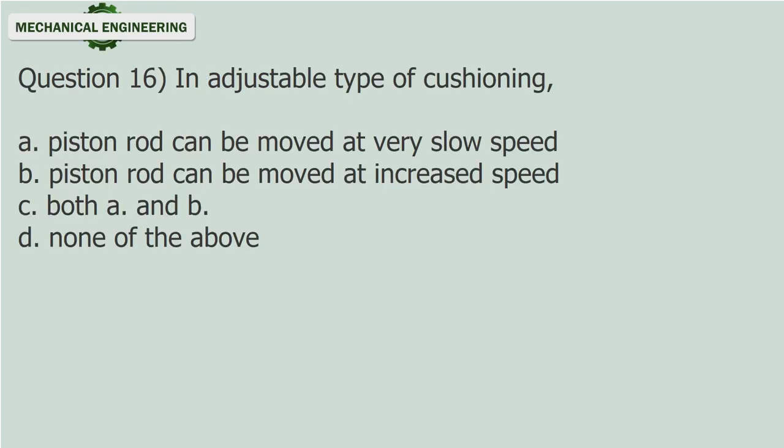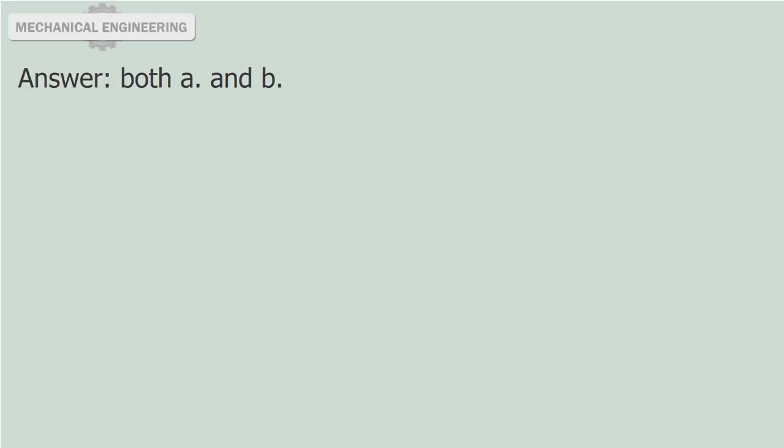Question 16. An adjustable type of cushioning: A. Piston rod can be moved at very slow speed. B. Piston rod can be moved at increased speed. C. Both A and B. D. None of the above. Answer, both A and B.